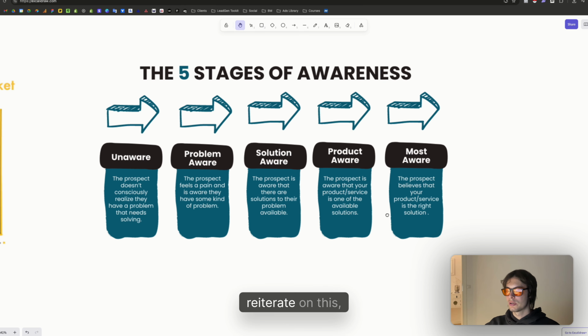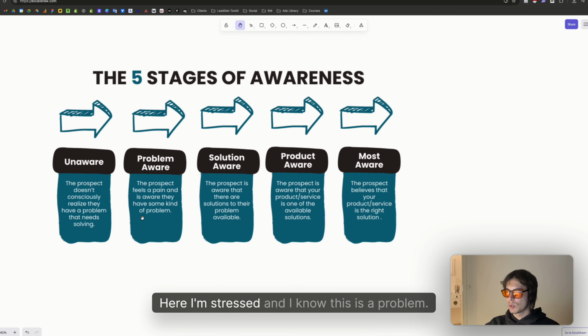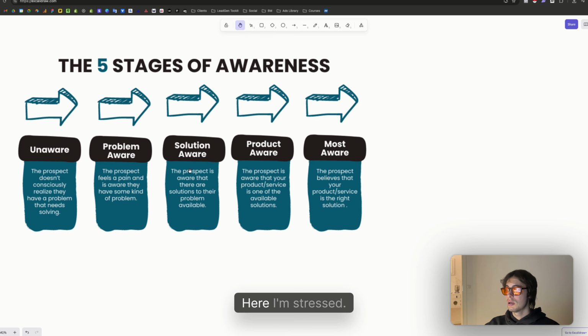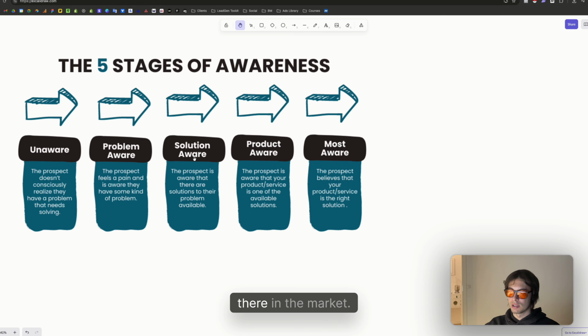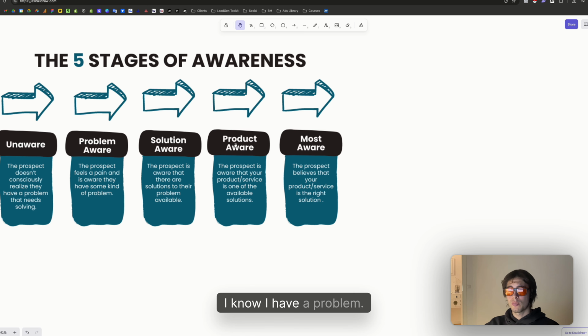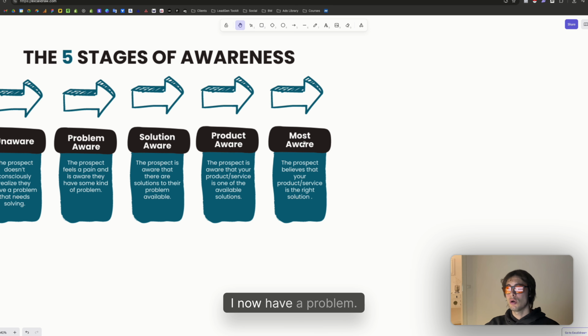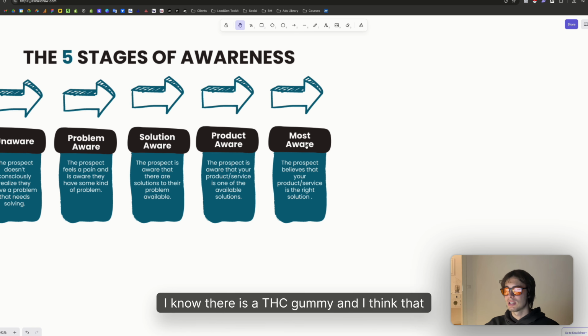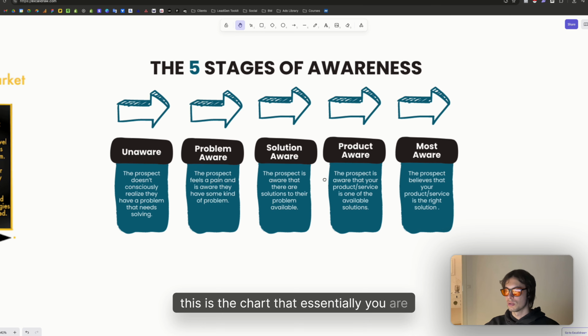So to kind of reiterate on this, here I'm stressed, but I don't know this is a problem. Here I'm stressed and I know this is a problem. Here I'm stressed, I know this is a problem, and now I'm looking for different solutions out there in the market. Here I'm stressed, I know I have a problem, I'm looking for different solutions, and I know the THC gummy is one solution. And here I'm stressed, I know I have a problem, I'm looking for different solutions, I know there is a THC gummy, and I think that the THC gummy is going to be the solution for my problem. Okay, this is the chart that essentially you are following.